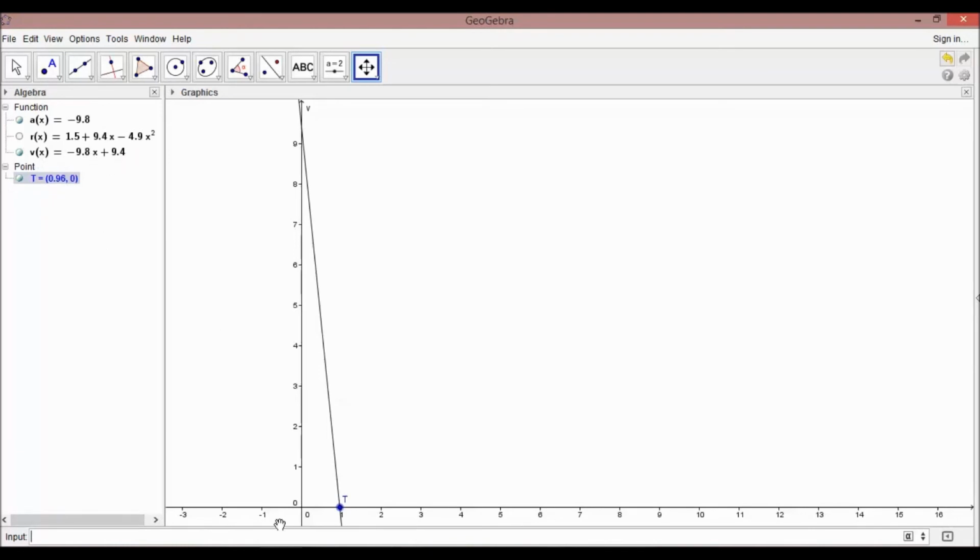So notice that during the time interval from 0 to 0.96 seconds, the velocity is positive since it has a positive value, but is decreasing since it has a negative slope. And that during the time interval from 0.96 seconds forward, the velocity is decreasing and is negative. Now, while the velocity is decreasing, the speed in the negative direction is increasing.